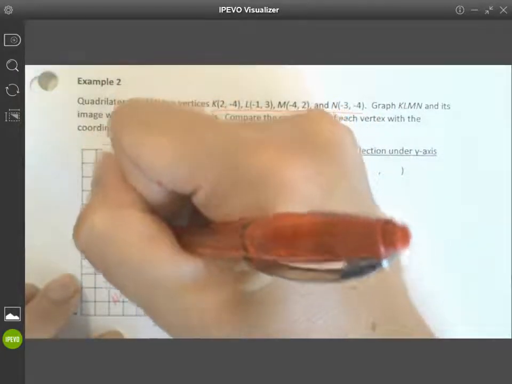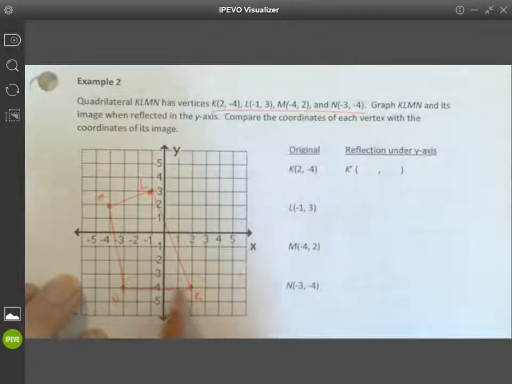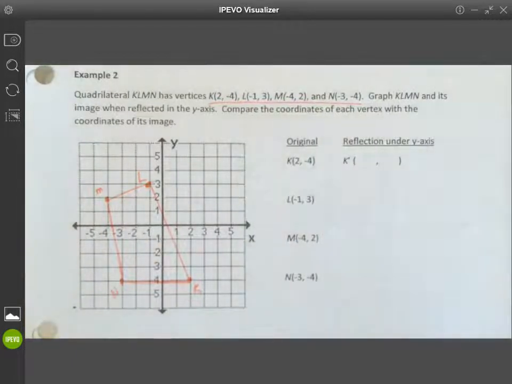Now, obviously, if you graph this wrong, then your other image is going to be wrong and your points will be wrong. So take your time. See if we agree on our graphing. It should be the same as the last one. Do you need another minute to graph? Are you good?